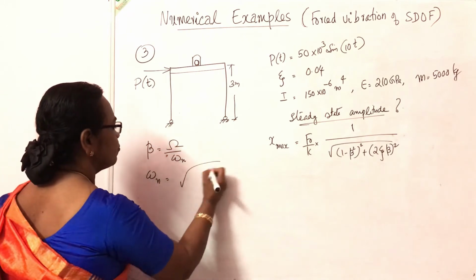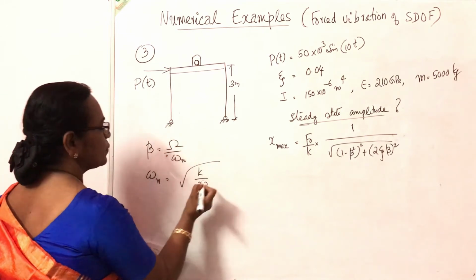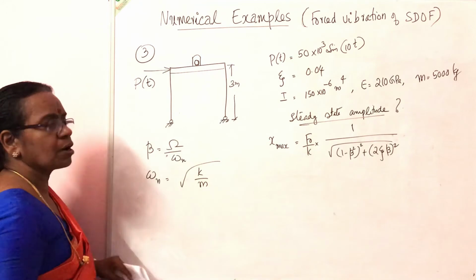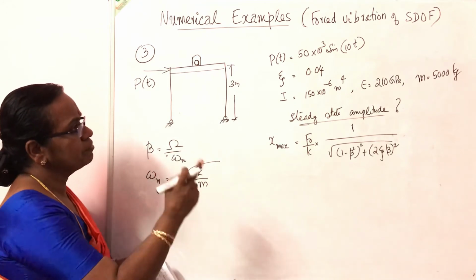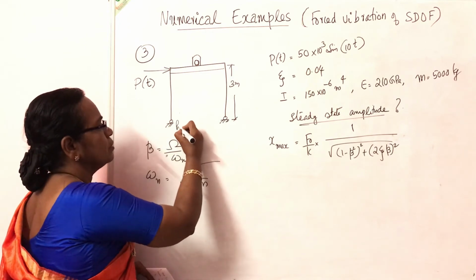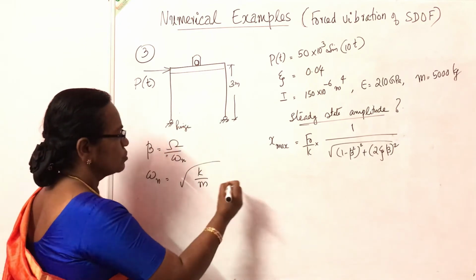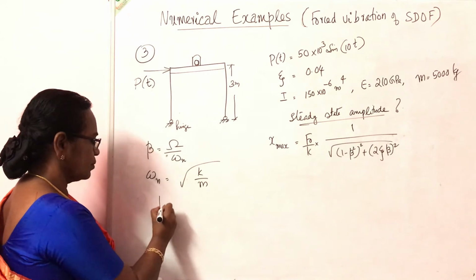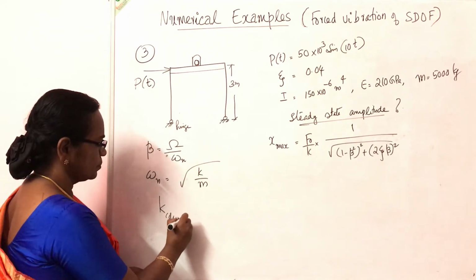Omega is equal to root of K by M. So you have to find out the stiffness of these columns. Mass is given as 5000 kilogram. What about the stiffness? Both ends are hinged. The bottom end of the column is hinged. So stiffness K for the column.